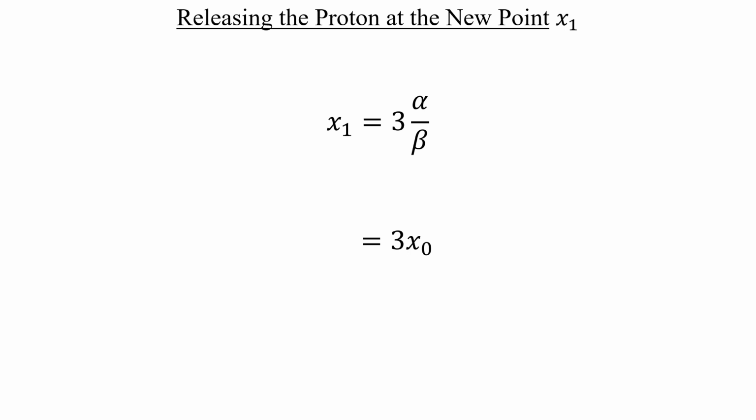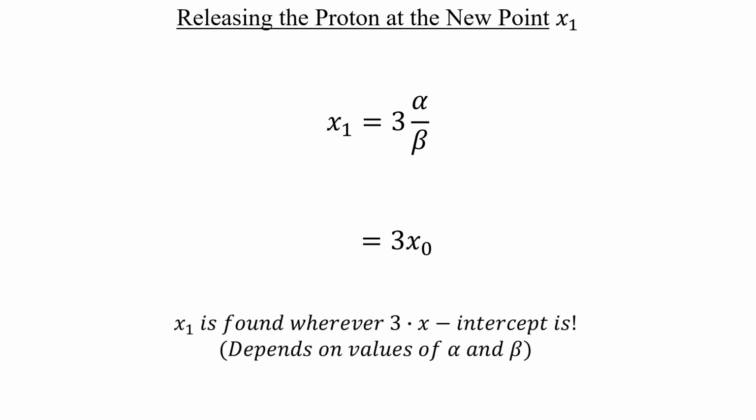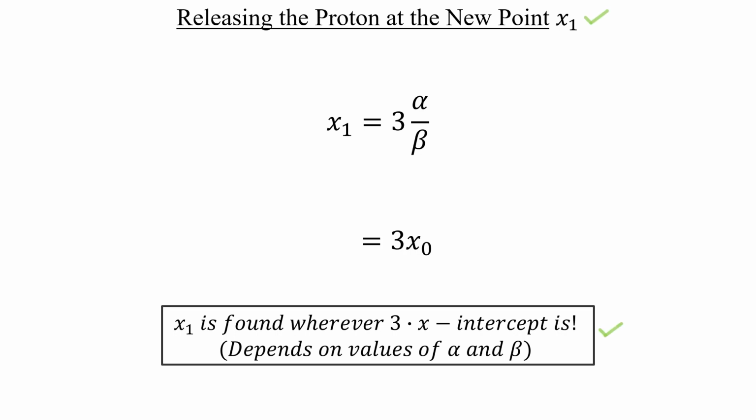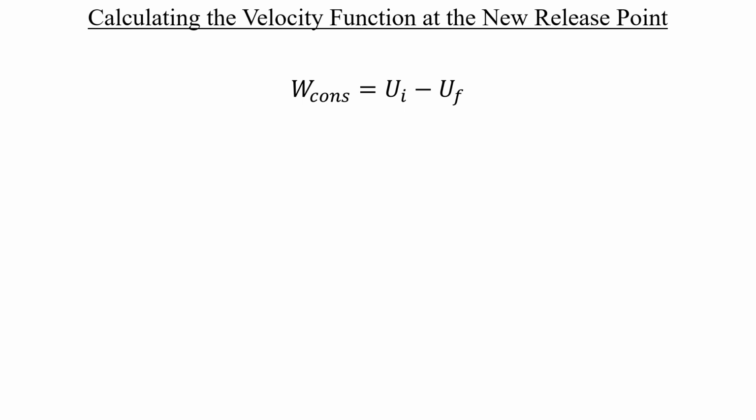Well, it's going to be 3 times the value of whatever the x-intercept is, depending on the values of the constants. That's the most general way to put it. When we release the proton at this new point, it's going to affect the form of our velocity function. Let's go back to work done by the conservative force. In this new situation, the initial potential energy comes from the point 3 times x naught, and the final is, again, at some future location that has an x value of just x.